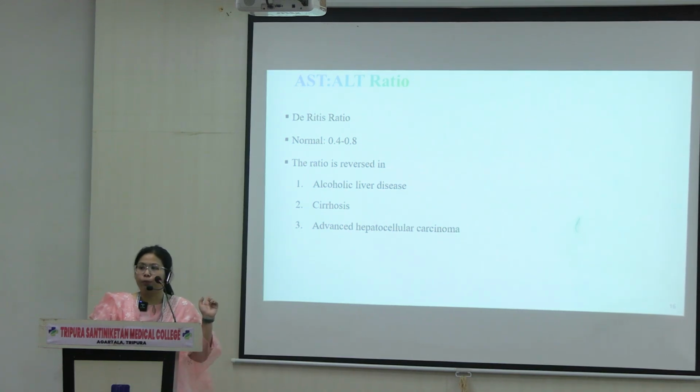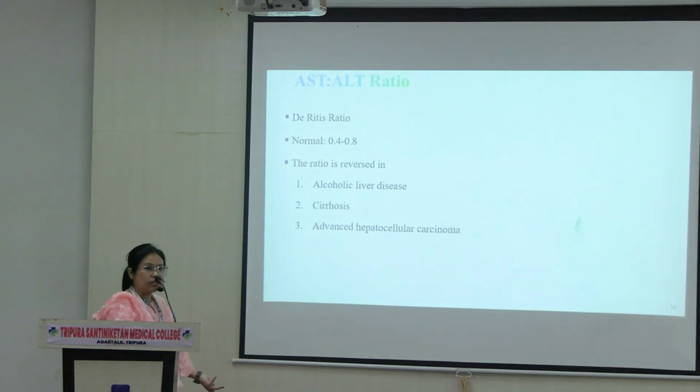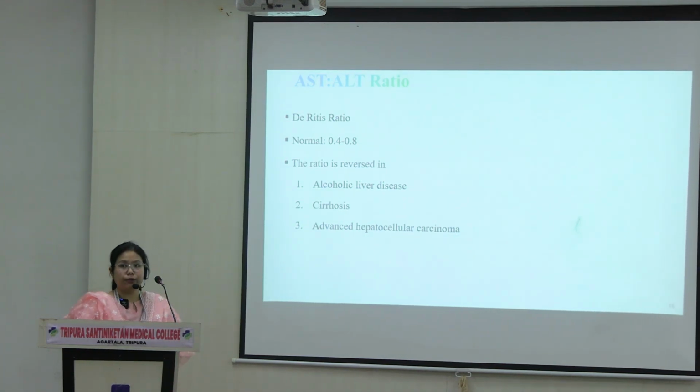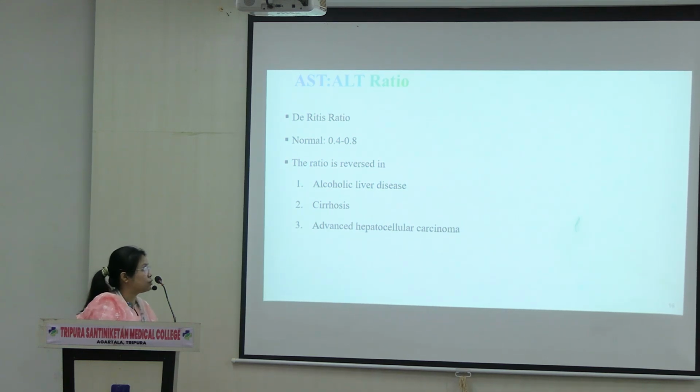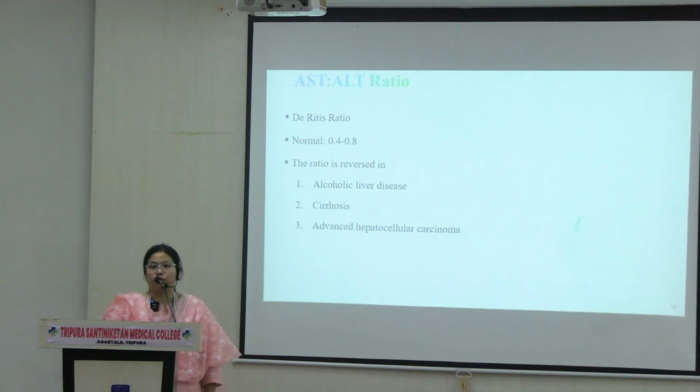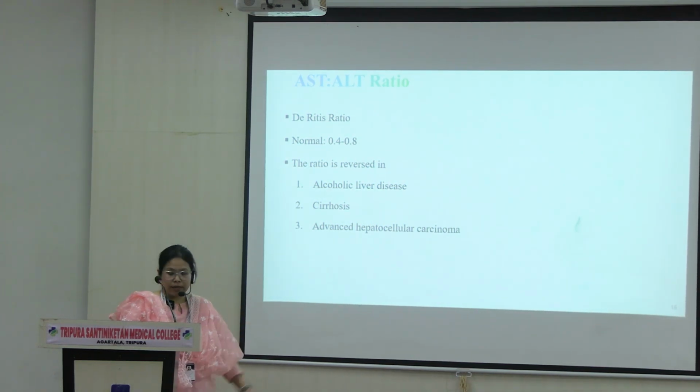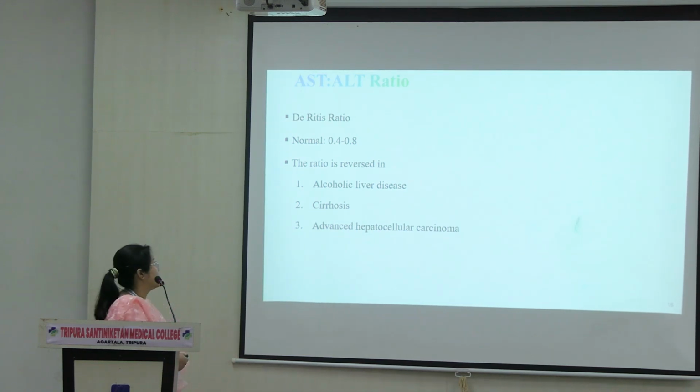This is a normal value 0.4 to 0.8, meaning less than 1. अगर ये 2 के ऊपर चला जाता है या 1 से ज़्यादा हो जाता है, then that is pathological. Where do we see then? Like I said, alcohol liver disease, उसके अलावा in cirrhosis and even hepatocellular carcinoma. Remember these markers, they may ask you in viva as well.